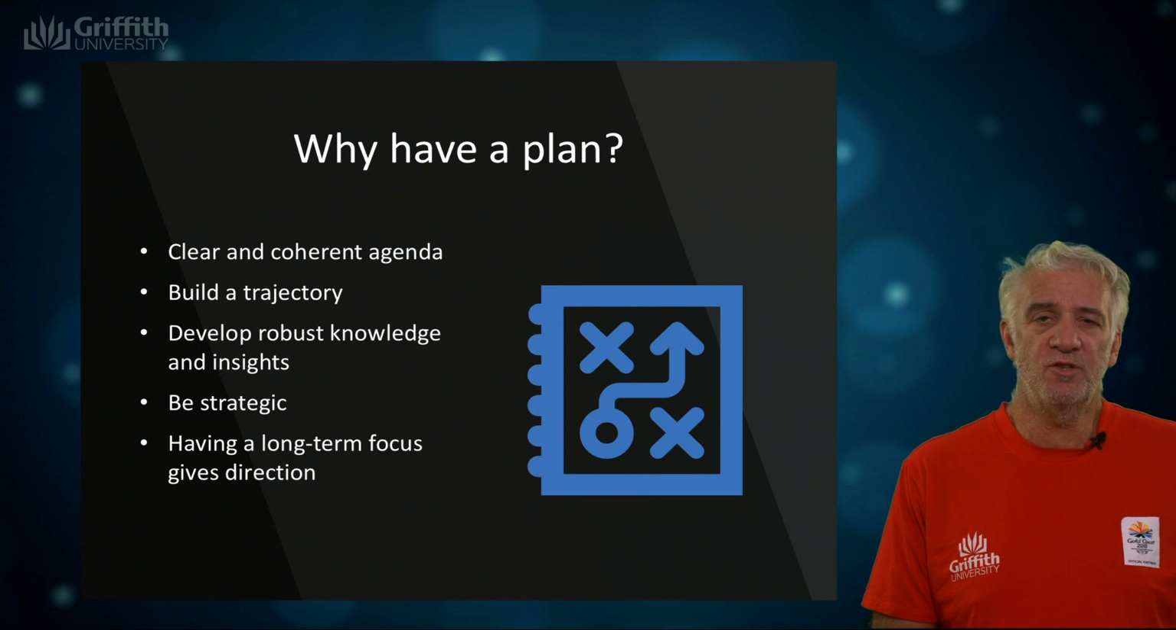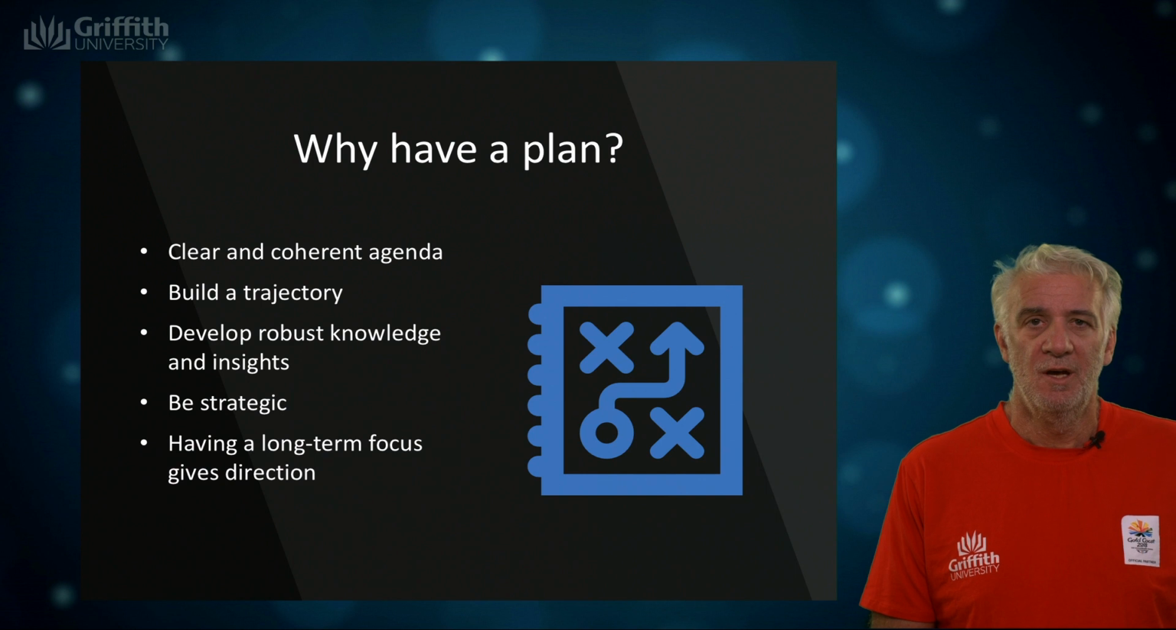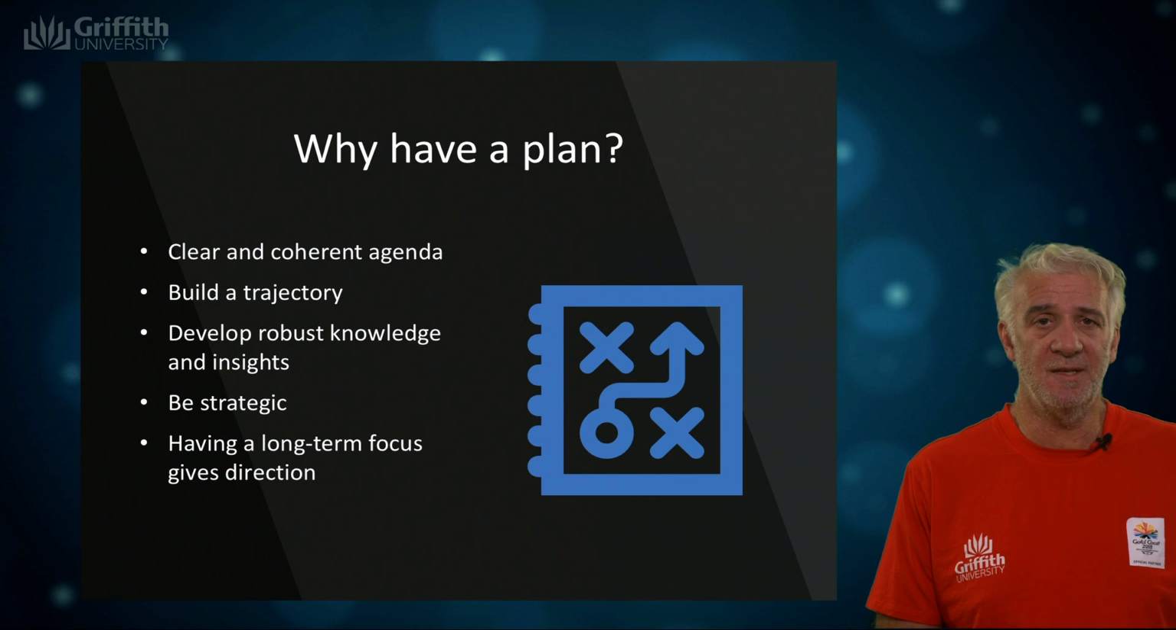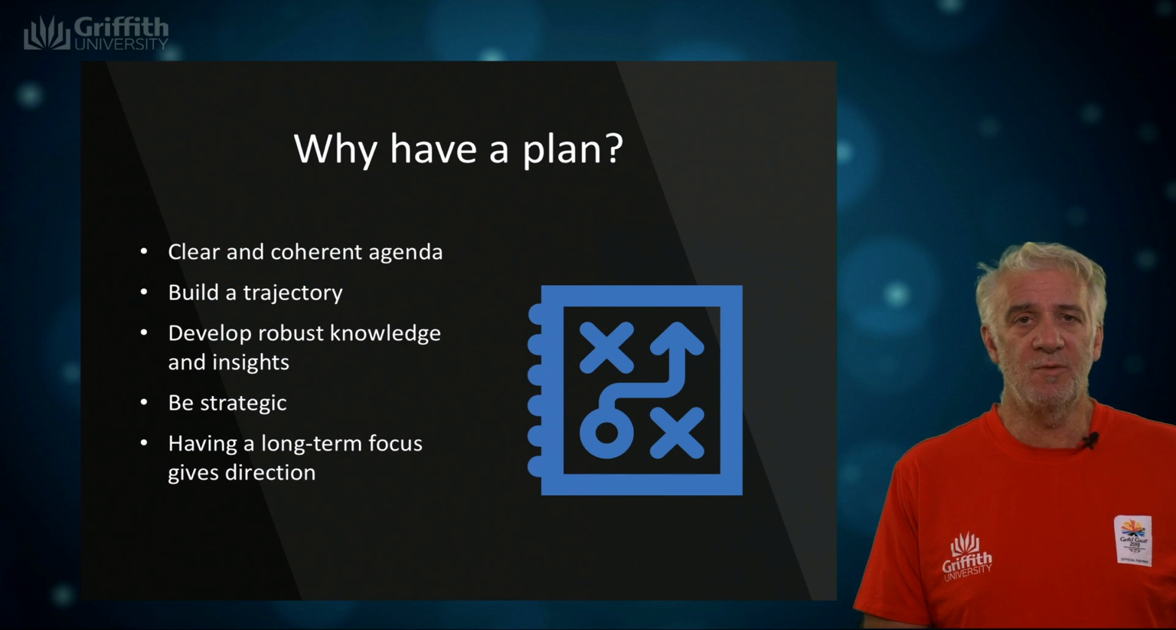So first of all, why should you have a research plan or a research and publication plan? Well, the first thing is it gives you a clear and coherent agenda. It builds out what you're going to do, in my case, the next 3 years or even up to 5 years ahead. That way you're not just responding to things in the moment, but you know exactly where you're heading.